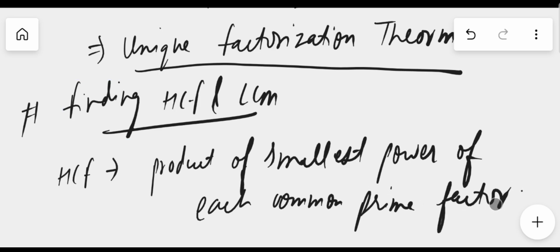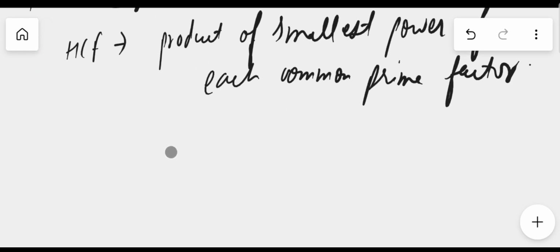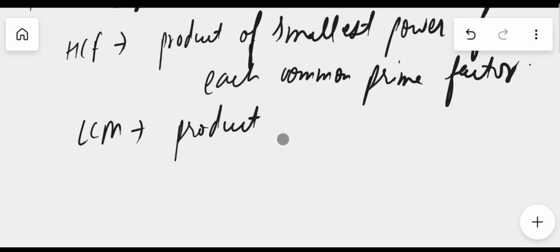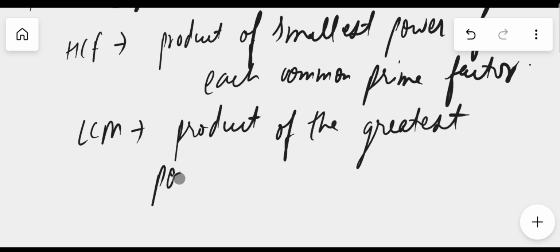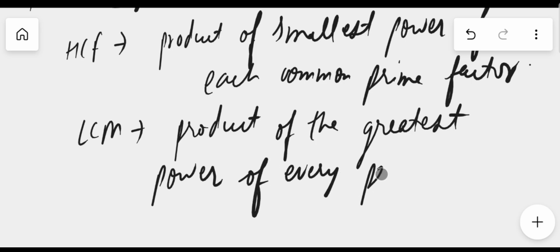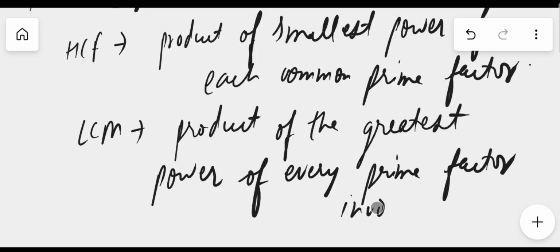Next is to find the LCM. This is a tip to find the LCM: for LCM, write down the product of the greatest power of every prime factor involved.